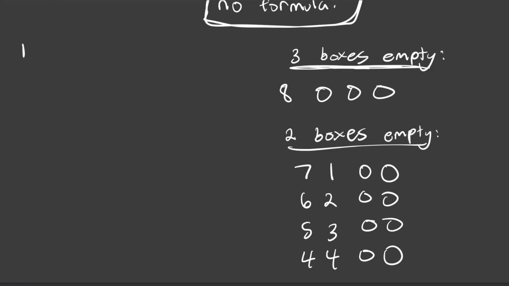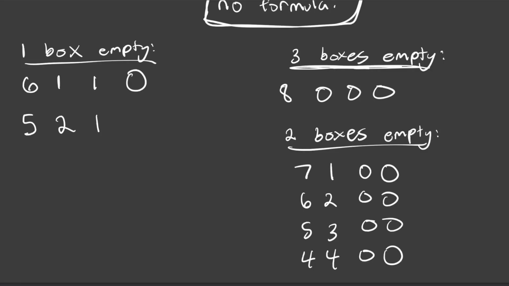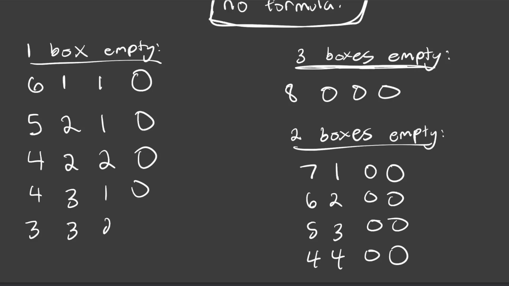Now let's move on to our 1 box empty case. We're leaving 1 box empty, which means we need at least 1 in all the others. So we must start with 6, and then we could have 6, 1, 1, 0. That's the only way with 6. Let's move on to 5. I could have 5, 2, 1, 0, and that's the only way with 5. Let's move on to 4. I could have 4, 2, 2, 0, or with 4, I could also have 4, 3, 1, 0. Then I could have 3, 3, 2, 0. So that's going to be my total with 1 box empty.